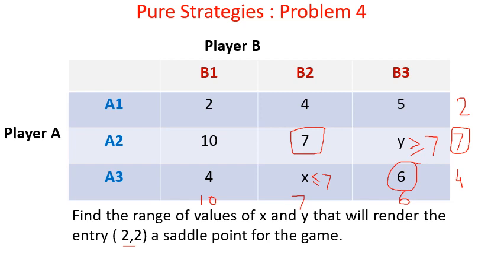So, just look at this particular problem. This is also a different type of a problem, a pure strategy problem. Why are we calling it a pure strategy? Because you are now making it a problem with the saddle point, or a game with the saddle point, which means pure strategy problem. Okay. So, the values of x and y that will render the entry A2 to B2 as a saddle point is x should be less than or equal to 7 and y should be greater than or equal to 7.